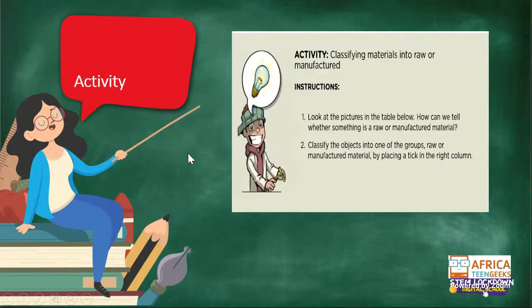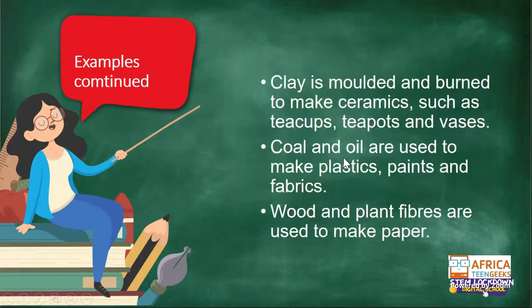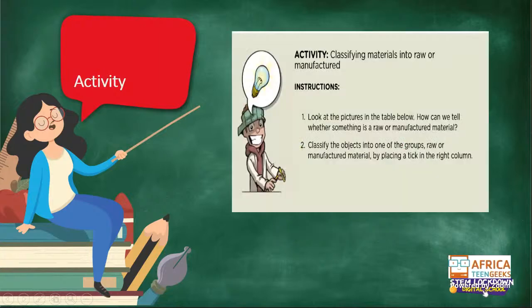Coal and oil are used to make plastics, paint, as well as fabrics. So you can use coal and oil to make plastics, paint, as well as fabrics. So these two raw materials, which are your coal and oil, can be used to make fabrics as well as plastics. And then wood and plant fibers are also used to make paper. So paper can also be made from plant fibers.